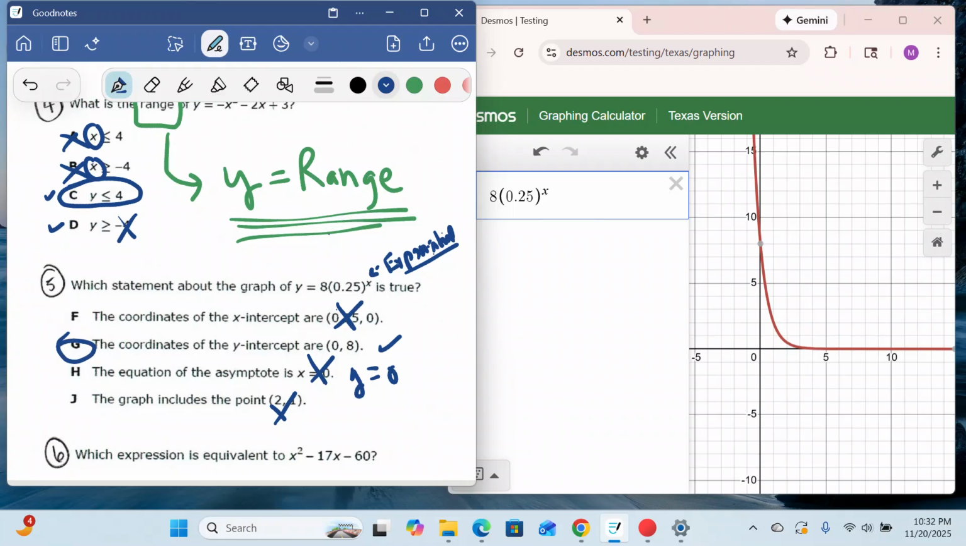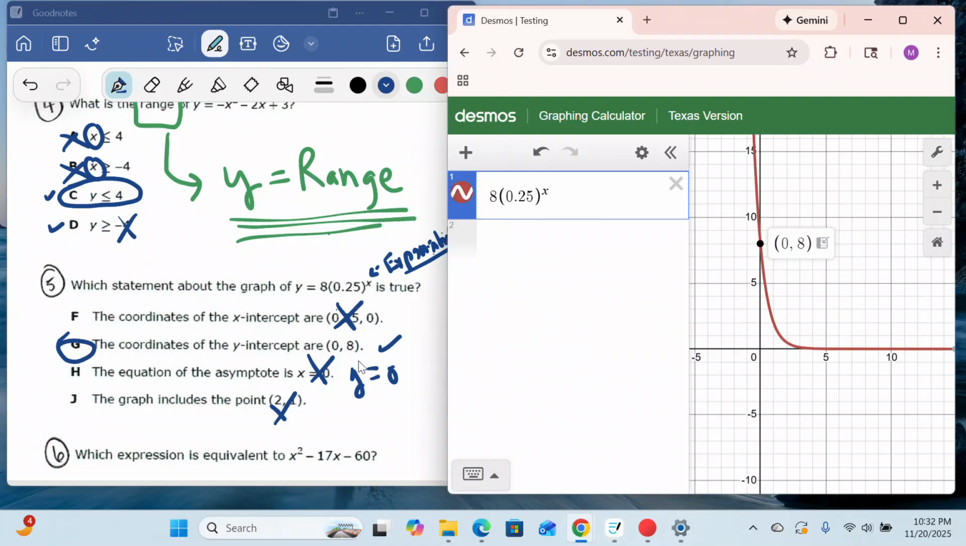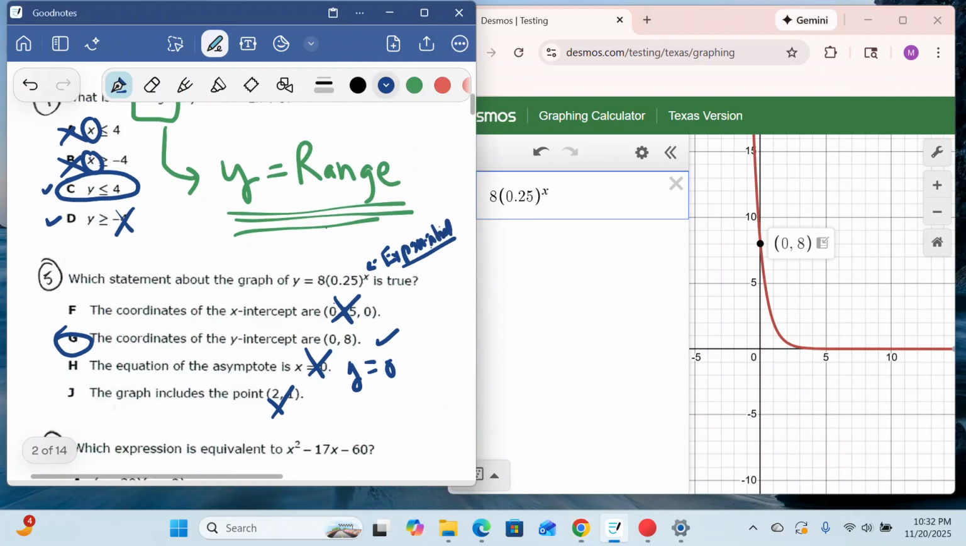The coordinates of the y-intercept are (0, 8). Let's go ahead and prove it. You click on this, (0, 8), and it sticks. So that is your y-intercept. So that is the answer to question number 5.